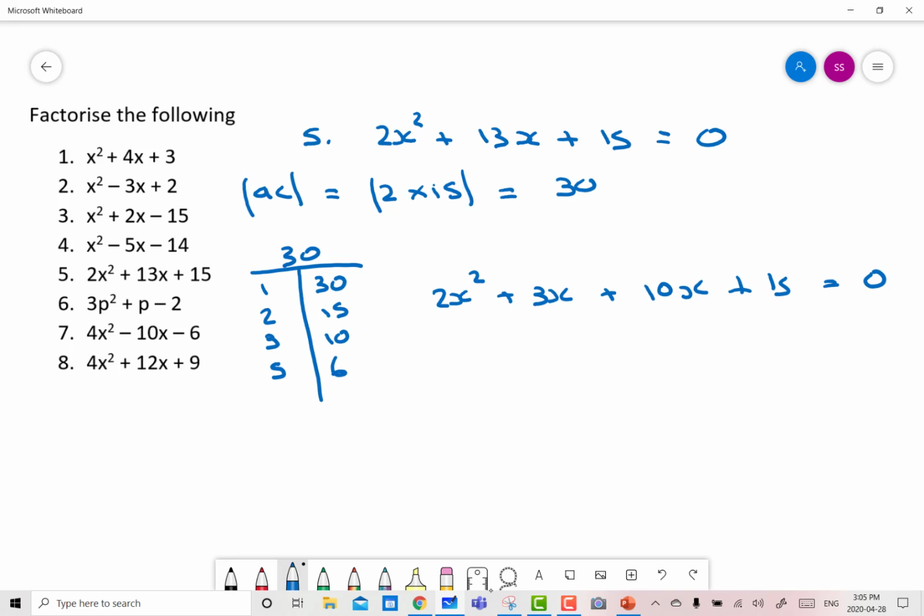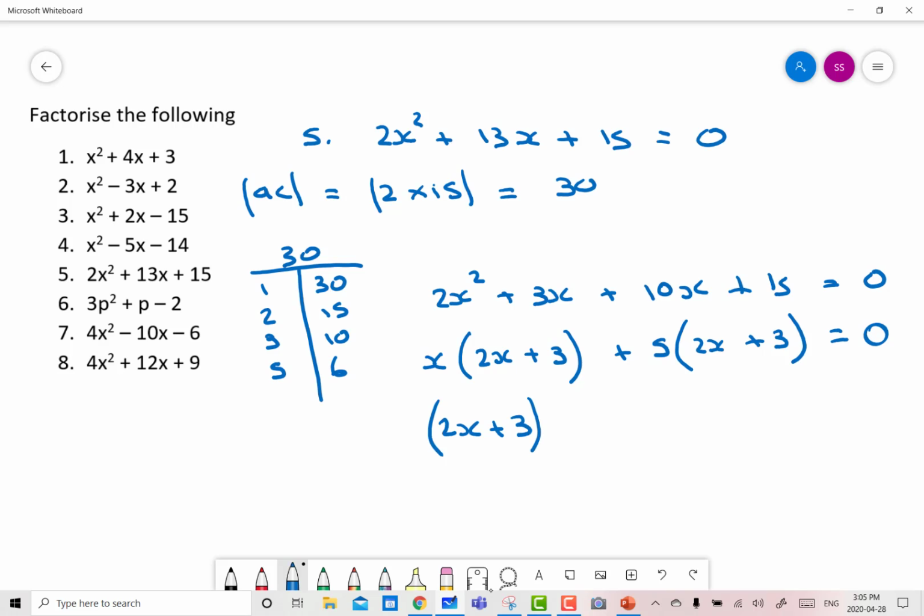Factorising the left-hand side, if I take out x common, that will leave me with 2x plus 3 in the brackets. On the right-hand side, if I take out plus 5 common, 10x divided by 5 is 2x, and 15 divided by 5 is equal to plus 3. So now we take out 2x plus 3 as common, and left inside is x plus 5.